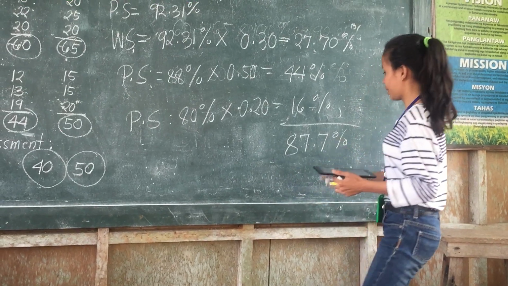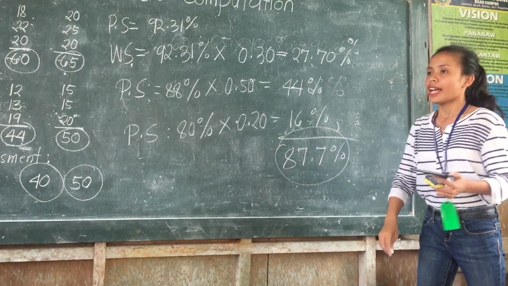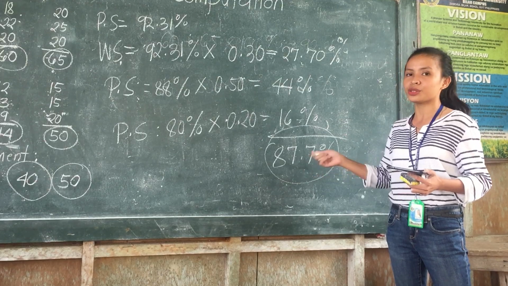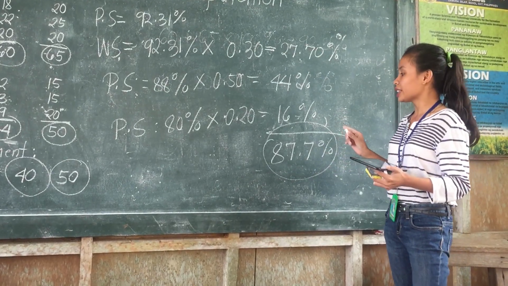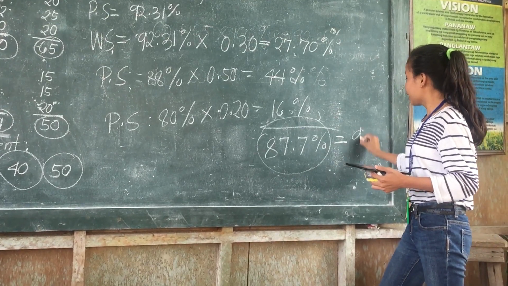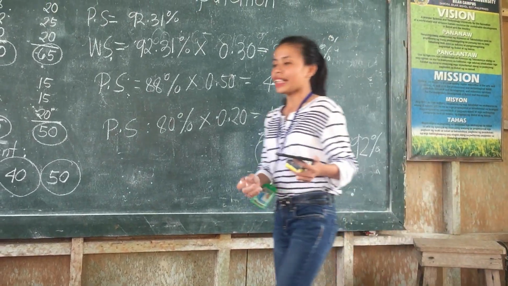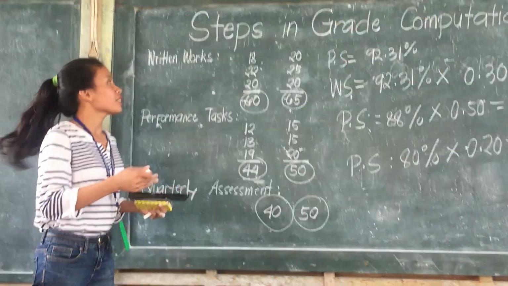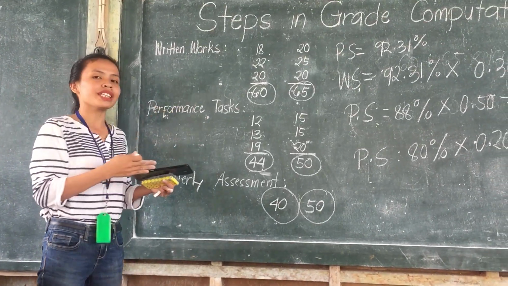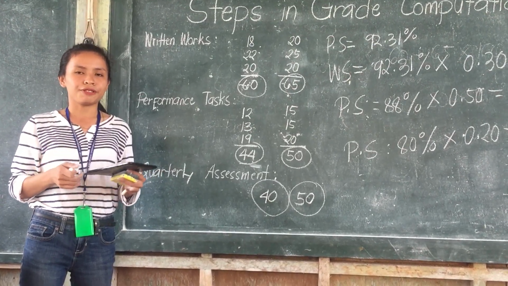87.7. So we already have the initial grade, and the last step will be we will transmute the initial grade using the transmutation table. So in the transmutation table, 87% is 92%. So that's how teachers get our computed grades. Remember that these steps are based on the DepEd Order number 8 series of 2015.